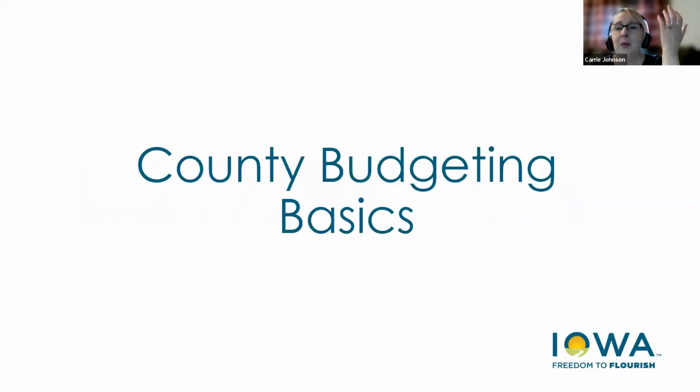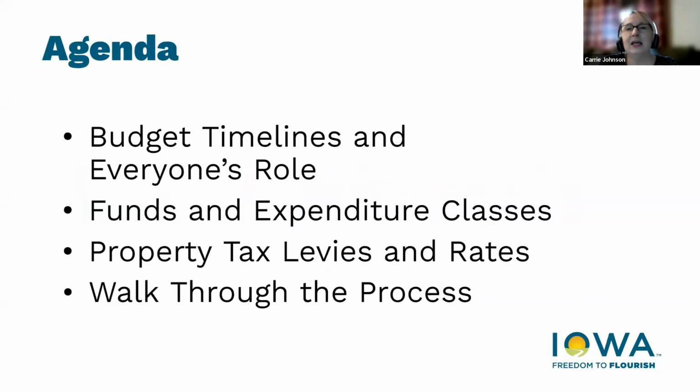Again, this is County Budgeting Basics. I'm going to talk a little bit about what the agenda is going to look like. I'm going to start out talking about budget timelines and everyone's role in the budget process. I'll go over funds and expenditure classes that counties operate under. We'll talk about property tax levies and rates. What are those that are available to individual counties? And then at the end, I'll walk through the actual process, what those steps are, and show the process through the Department of Management budget software. For those folks that have to go into our system and complete the budget, this is what it looks like.